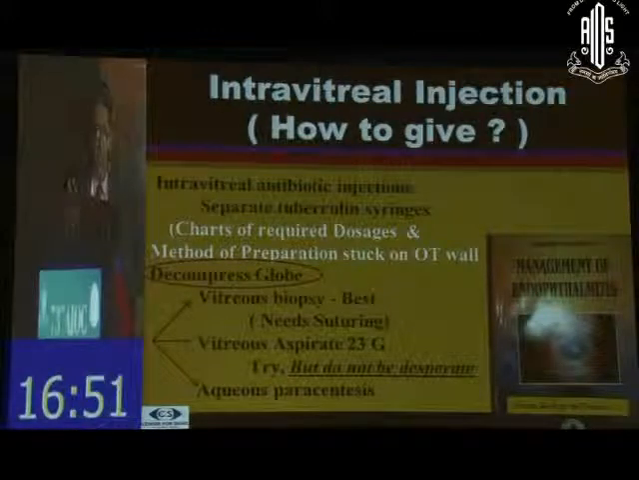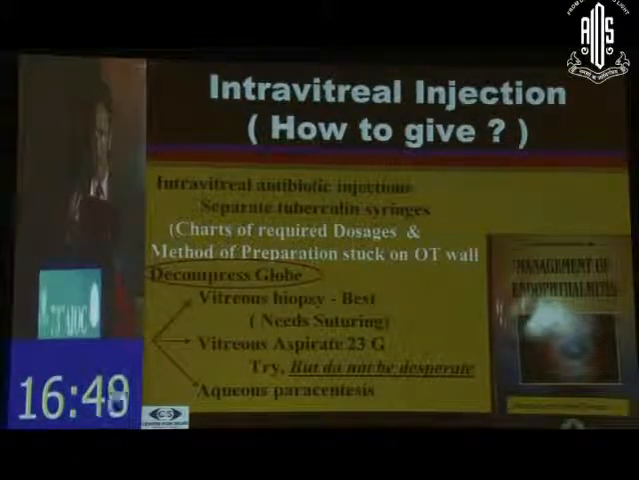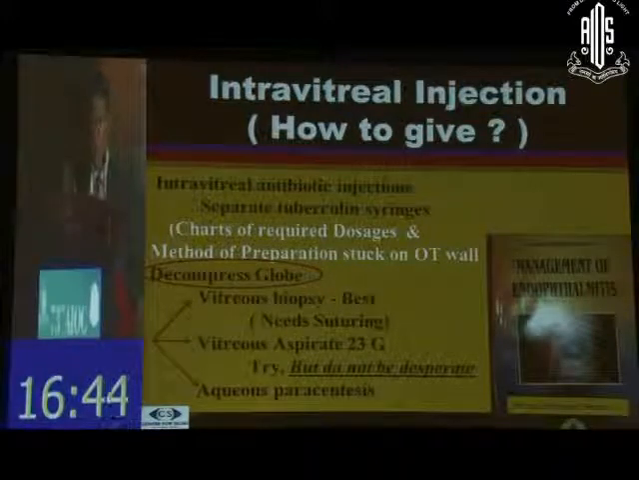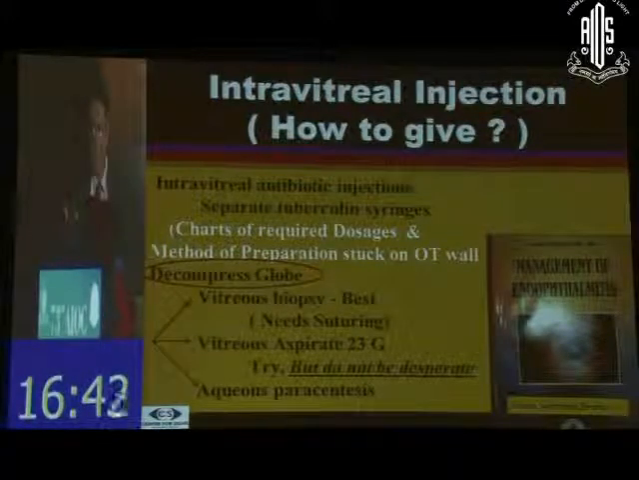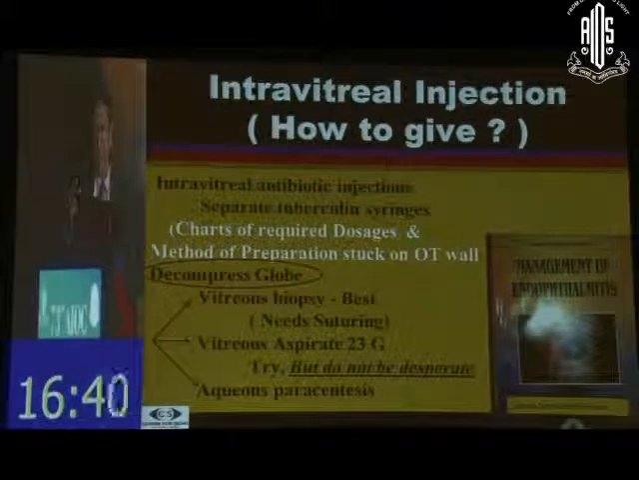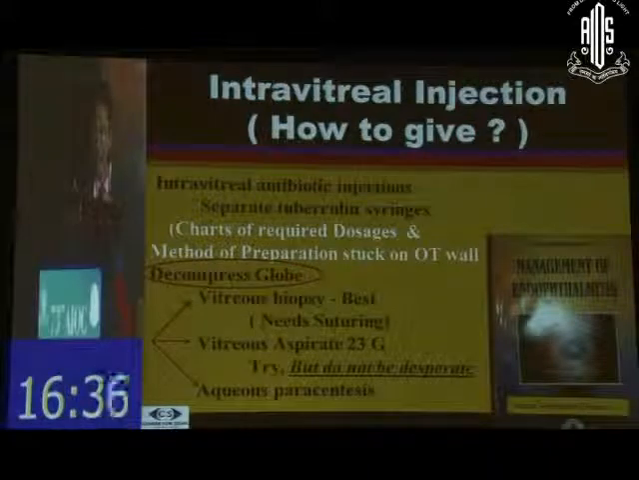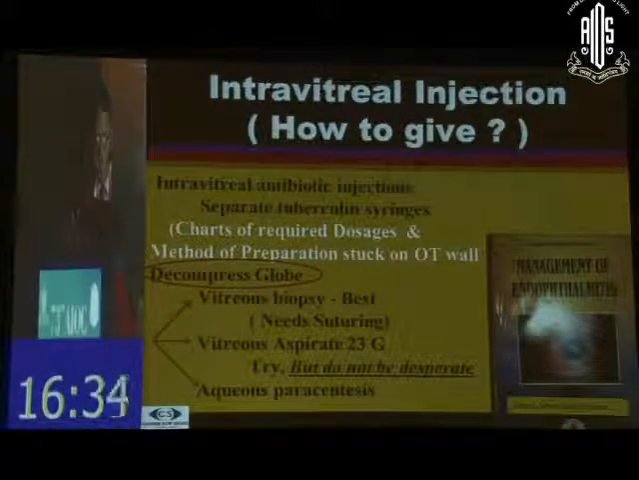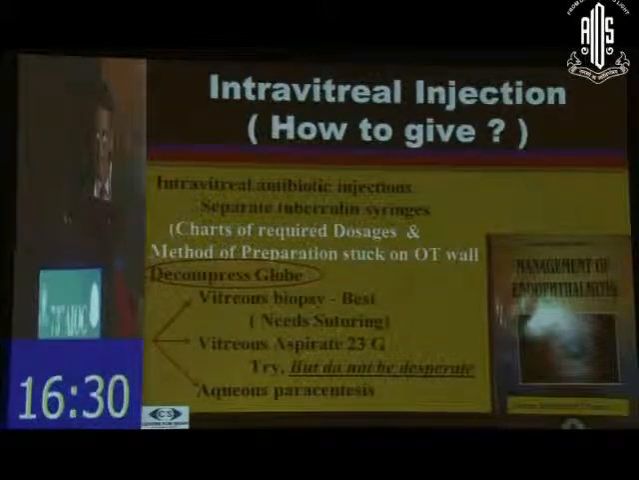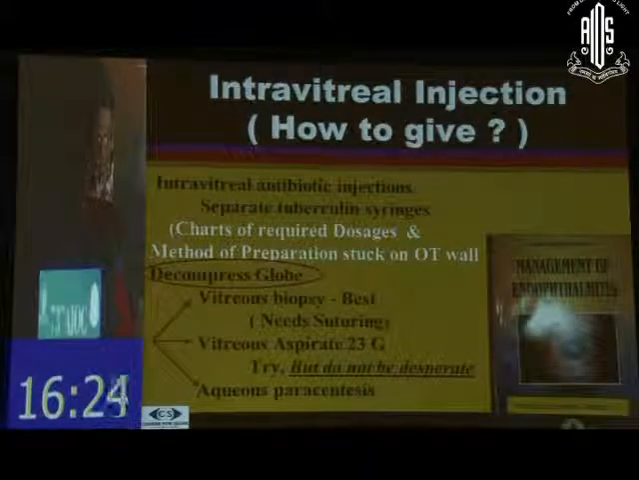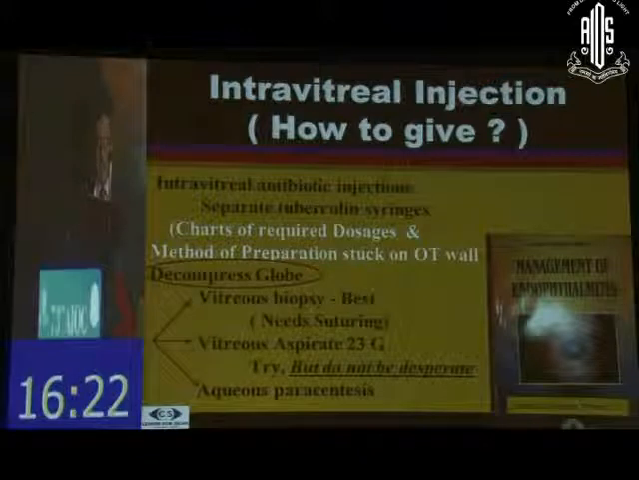And decompression of the globe is required because we are giving 2 antibiotic injections. I can't inject 0.2 ml without a rise of pressure, so you have to decompress. The best way to decompress is doing a biopsy in patients with suspected infection, because that gives the best kind of yield. But in case you are not familiar, then AC paracentesis, although the yield is less, does decompress the globe and does not pose any threat to the vitreous base. So don't try to aspirate vitreous too much if it does not come easily.